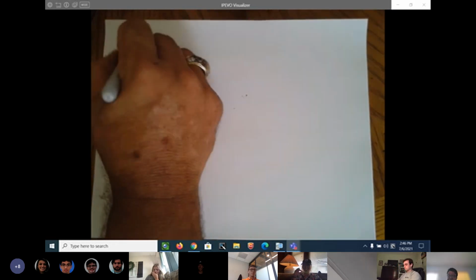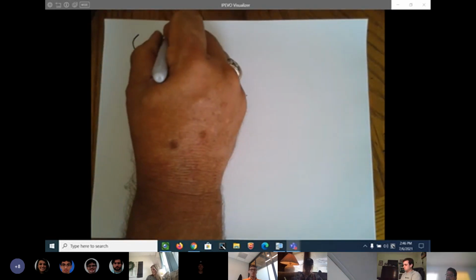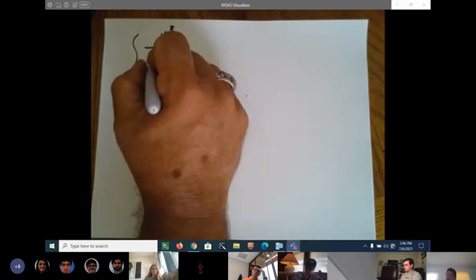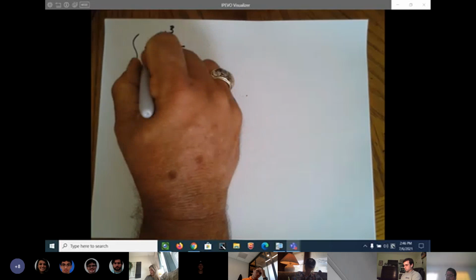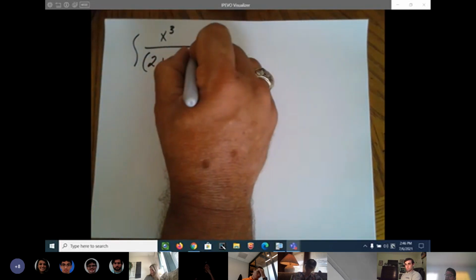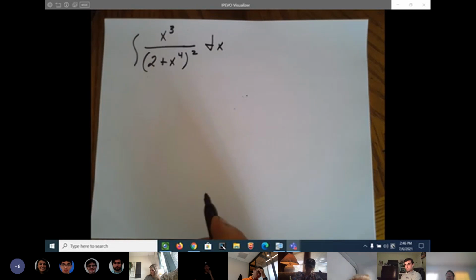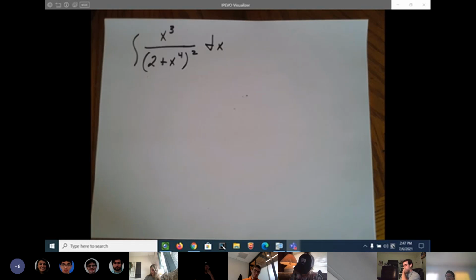How about the antiderivative of x cubed over 2 plus x to the 4th, squared, dx? Too much work, right? So it's a fraction. Hell, y'all don't know how to read a ruler, much less do a fraction. Go to it. I'll give you a hint. You're not going to do x to the 3rd or the square, so let me see who that is.